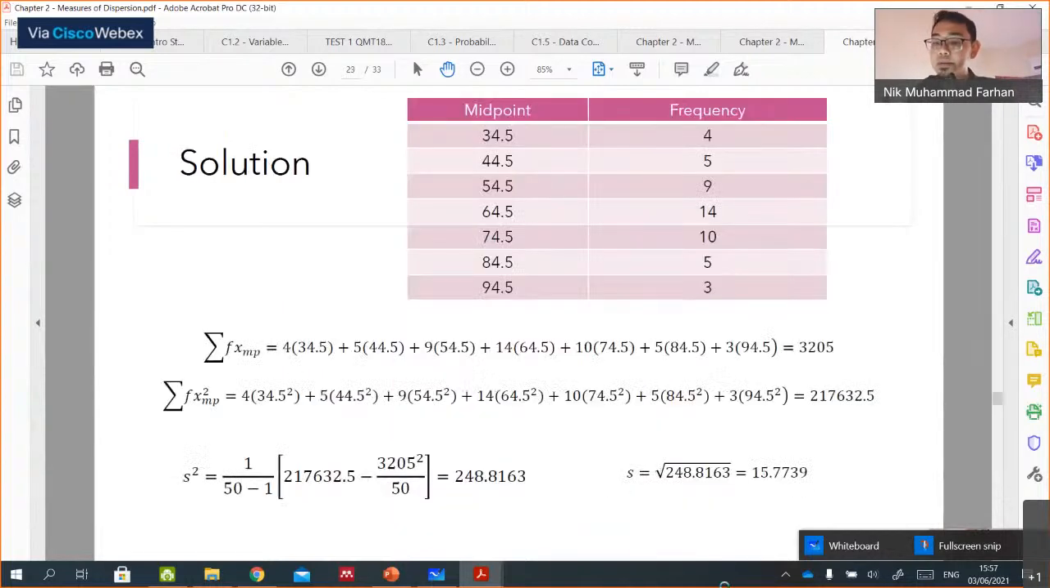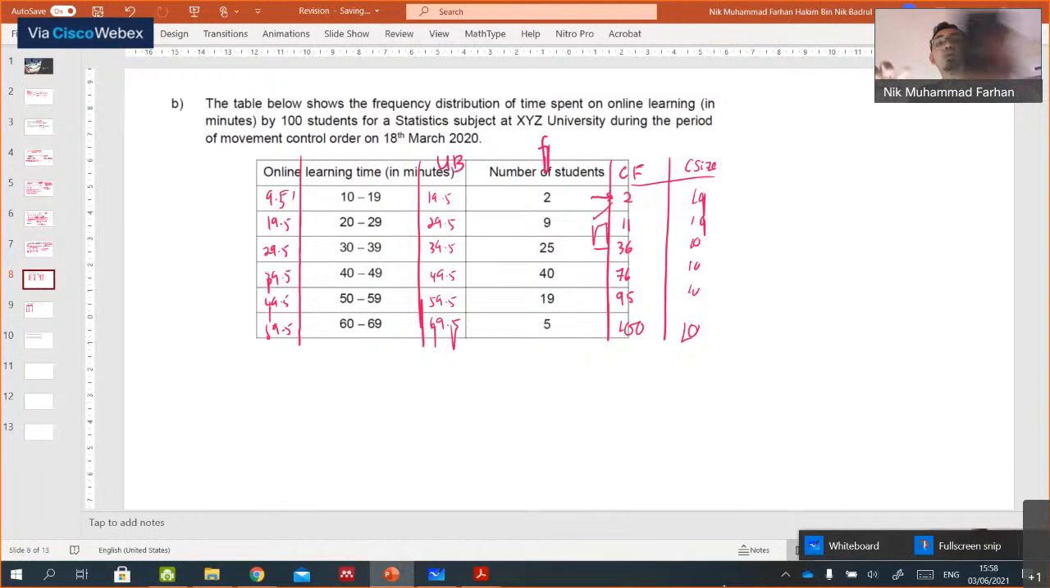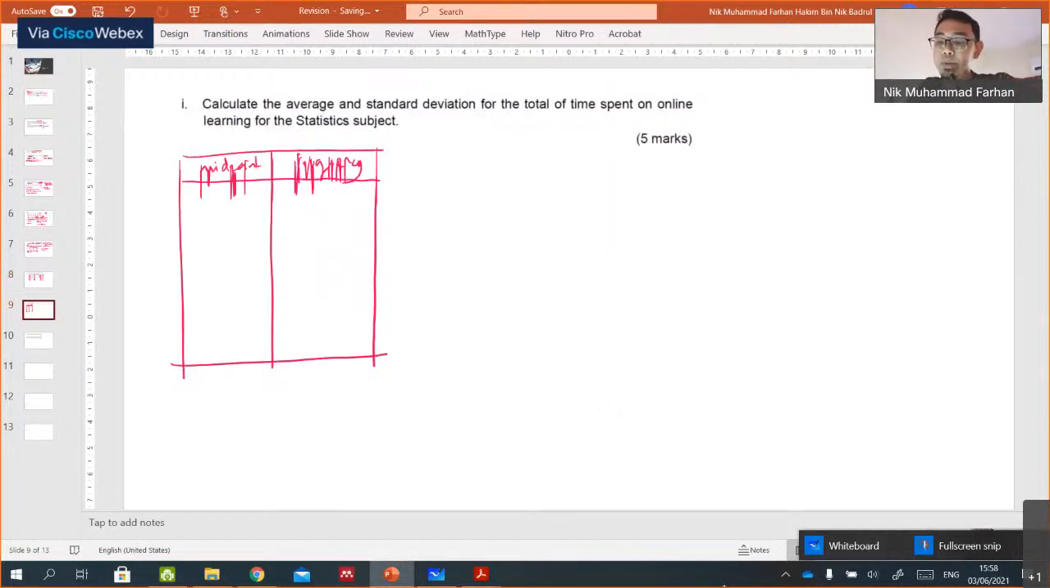Okay, mari kita buat. Ada midpoint, ada frekuensi. Midpoint dan frekuensi. Okay. So midpointnya adalah data bagi 10 19 bahagi 2. Okay. 10 tambah 19 bahagi 2. Dia dapat 14.5. Sebenarnya semua ni 4.5 lah. 14.5. Okay. So the first one.